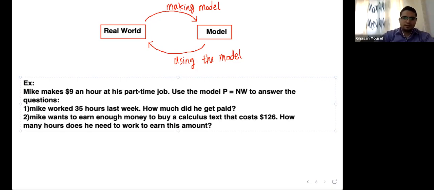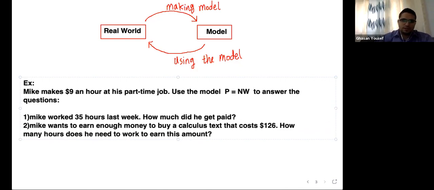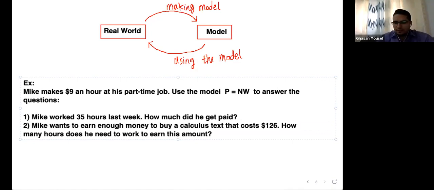So Mike makes $9 an hour at his part-time job. Use the model P equals N times W. This is my model, given in the question, to answer the questions. First question, Mike worked 35 hours last week. How much did he get paid?